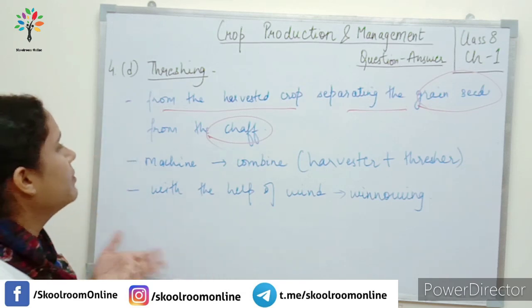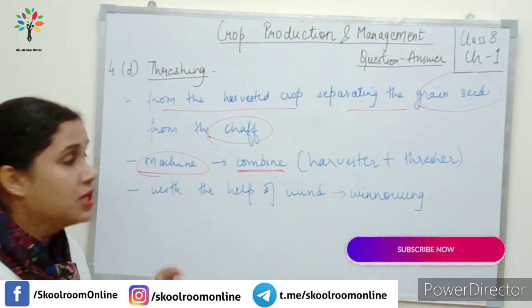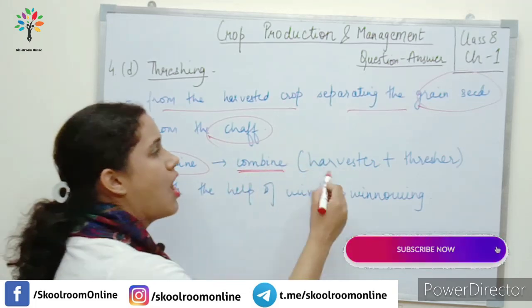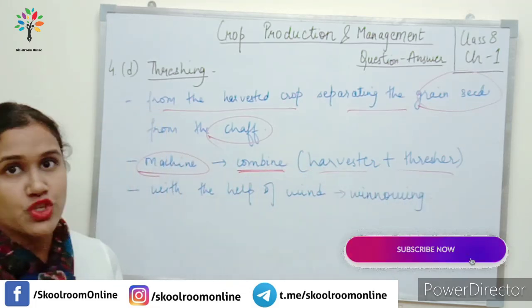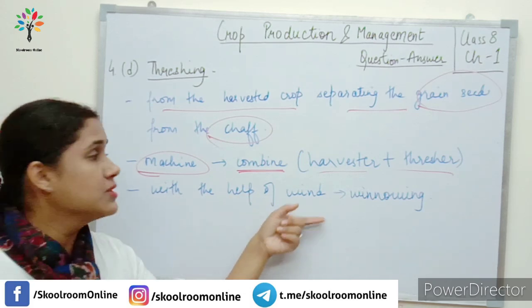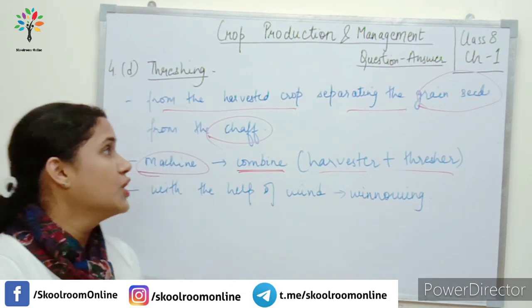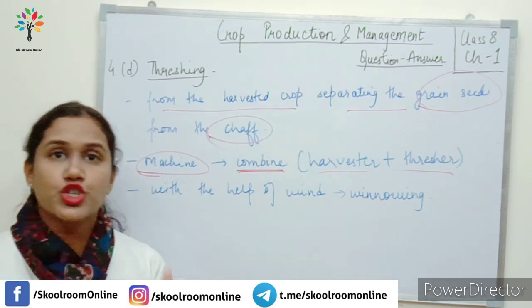And how can this be done? With the help of machines like combine, which is actually a harvester and a thresher. Okay, it can also be done with the help of wind with the process called winnowing, right? So this is all about the short notes.